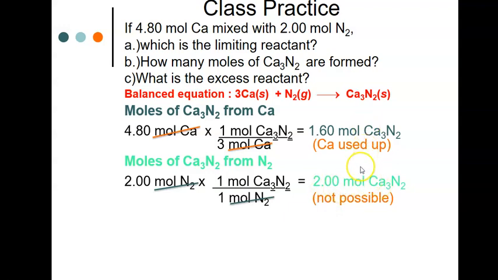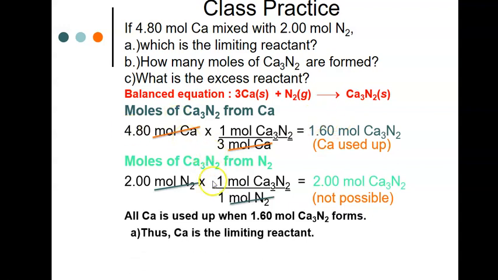Which one is the smaller one? 1.6. So which reactant produced the smaller amount? It is calcium. So in this case, calcium is your limiting reactant because it produces the smaller amount of 1.6 mole. The second question is, how many moles of calcium nitride are formed? Of course, 1.6 mole is the only one you can get. You cannot produce 2 moles because you already ran out of calcium. Once you produce 1.6 mole of calcium nitride, the reaction will stop because there will be no more calcium left over.